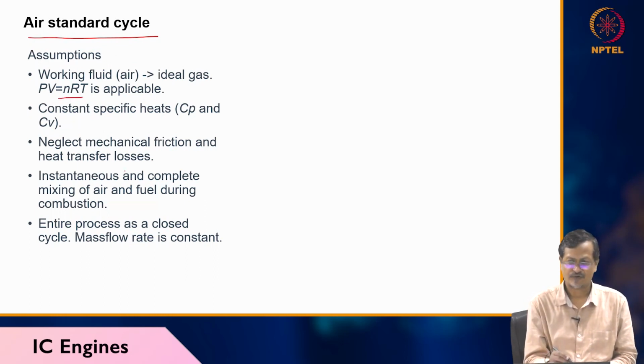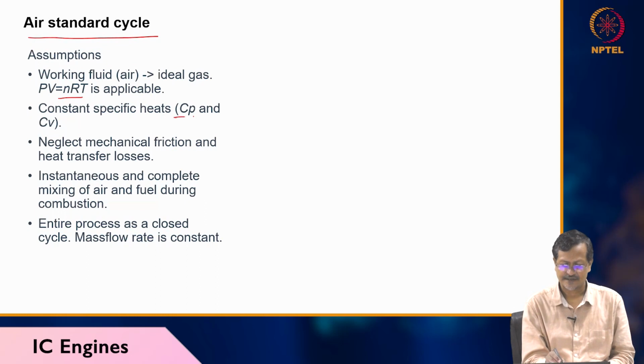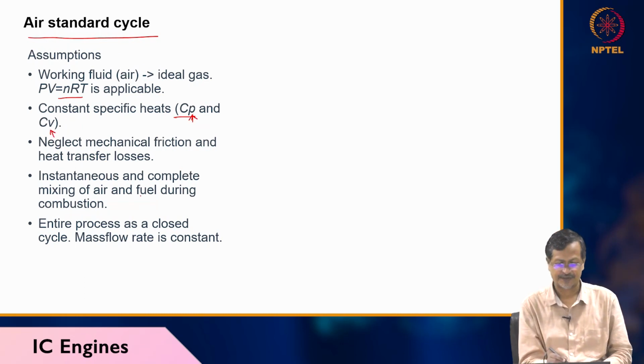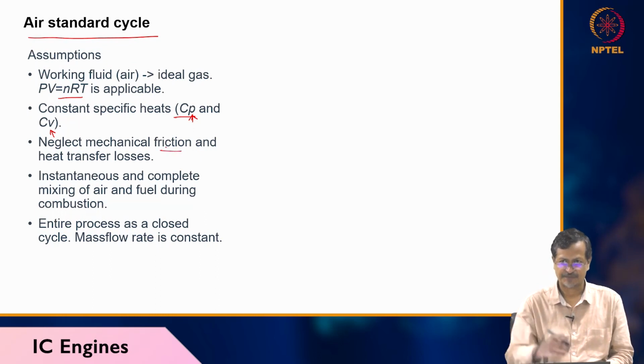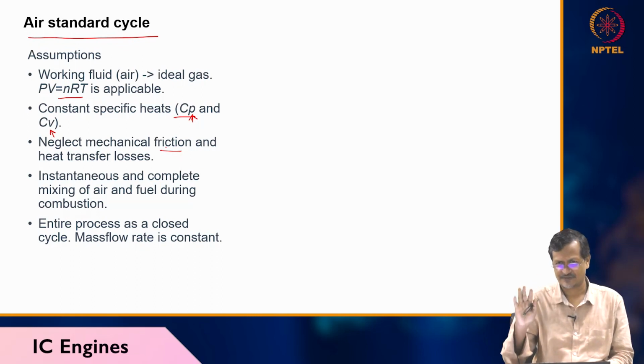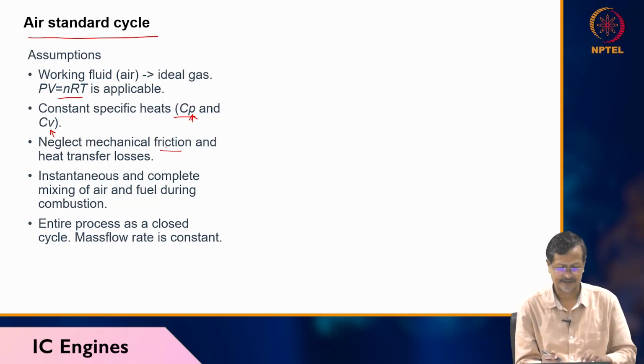PV equals nRT formula should be applicable. Constant specific heats, Cp, specific heat when pressure is constant, and Cv, when volume is constant. These are also constant. Neglecting mechanical friction: when the piston is moving up and down, friction will be there, but we are assuming there are no losses. We are making it idealized.